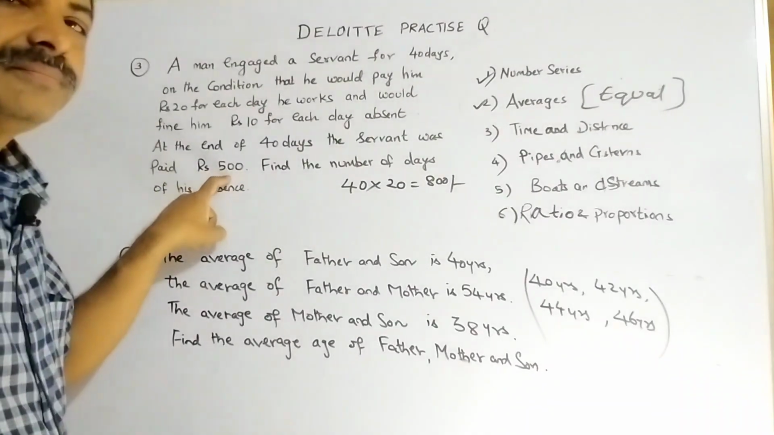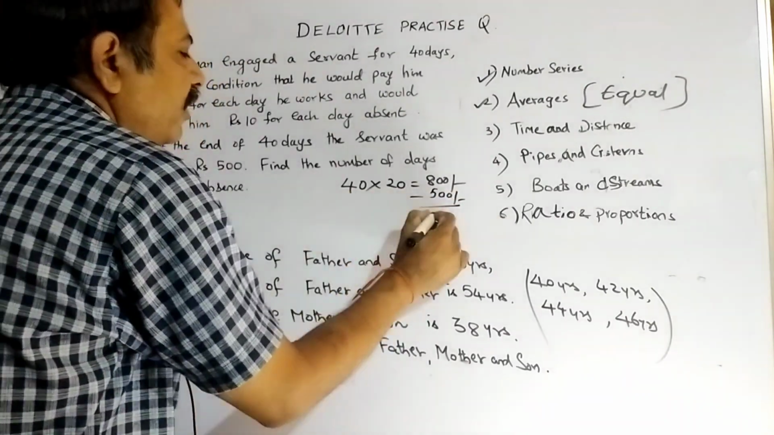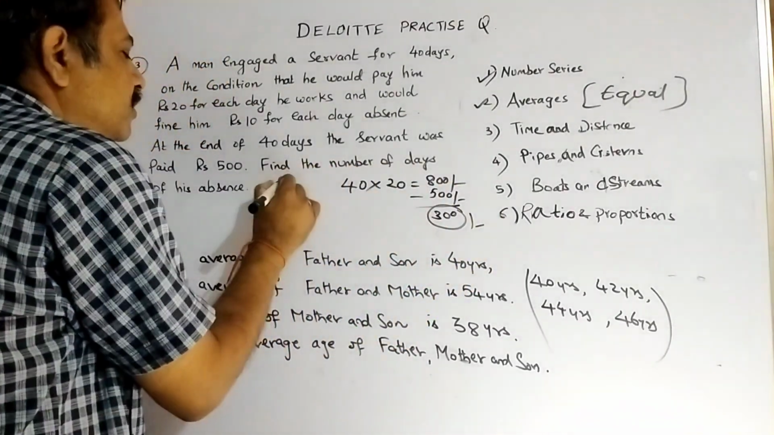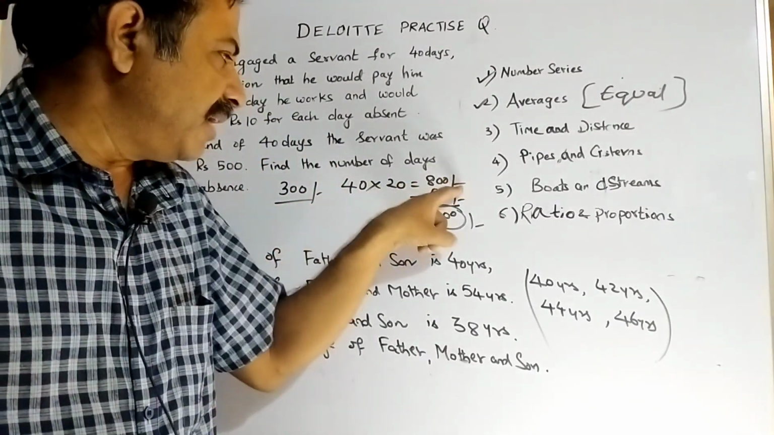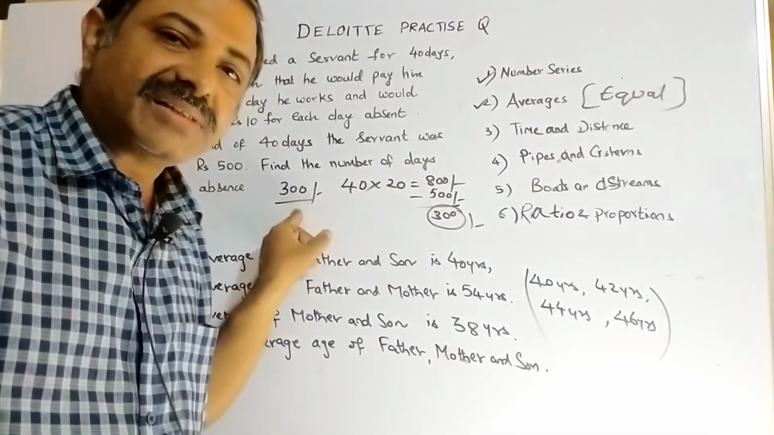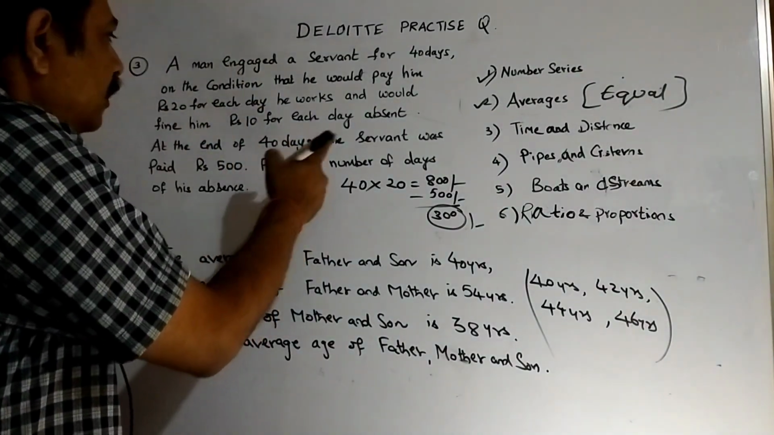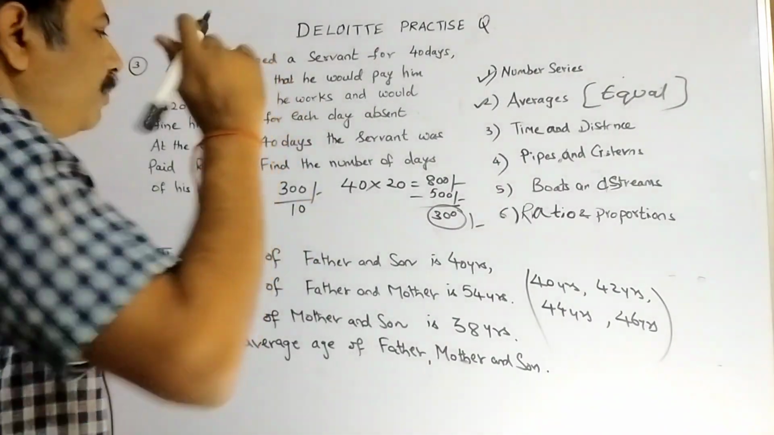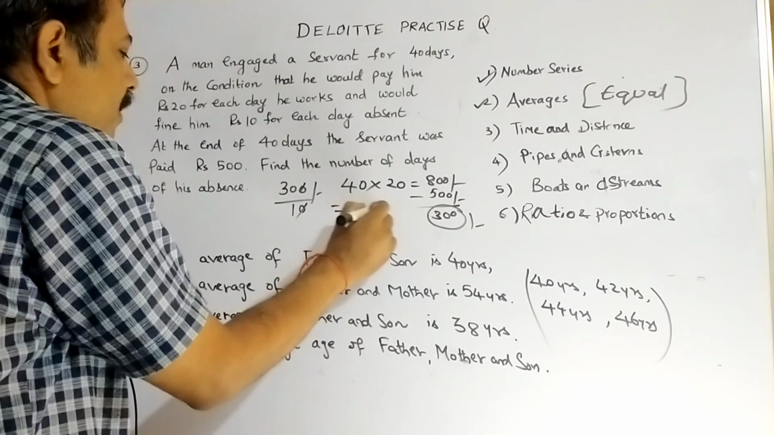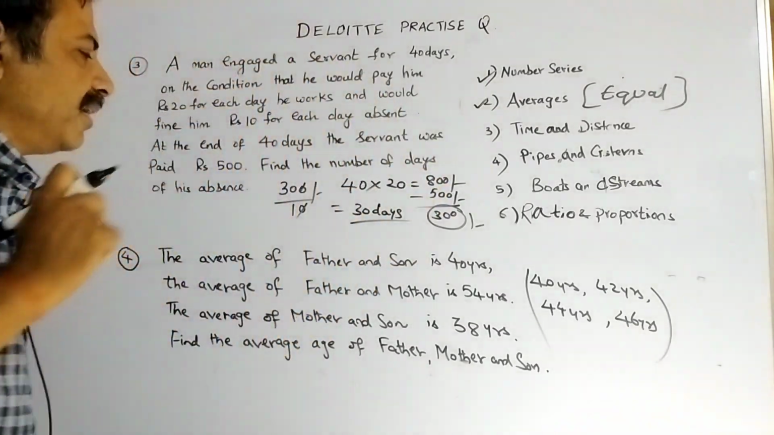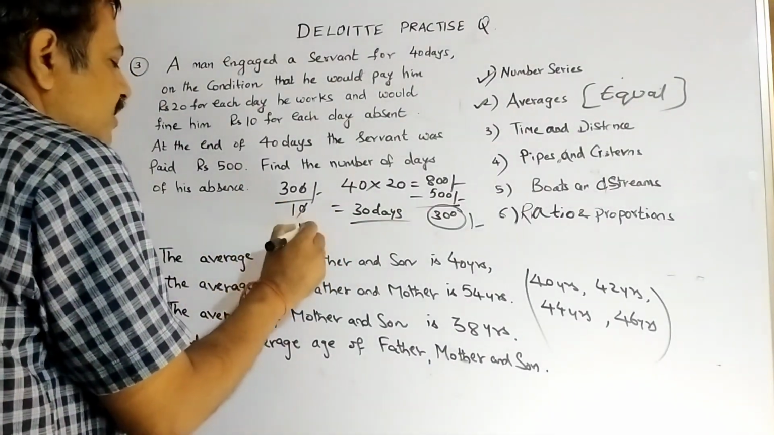But how much did you get? Only 500, dear students. That means how much did we not get? 300 rupees. So that means for 300 rupees you are absent. If you work for 40 days, you will get 800, but you are given only 500, so for 300 rupees you are absent. That means how many days? 10 rupees fine. So you are getting 30 days. So 500 rupees is for 30 days. That means you are absent for 10 days.